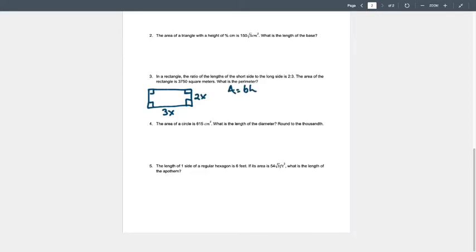So they tell me the area of this rectangle is 3,750 square meters. So I'm going to plug that in for area. I'm going to plug in what I've written down for the base and the height. So the base is 3x and the height is 2x. And when you multiply those together, you've got 3,750 equals. You're multiplying the 2 and the 3 together to get 6, and then you multiply the x and the x together and you get x squared.